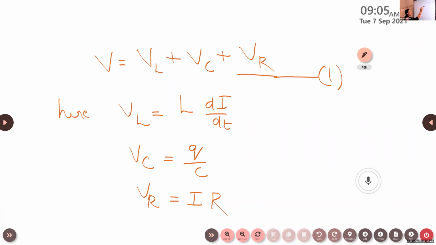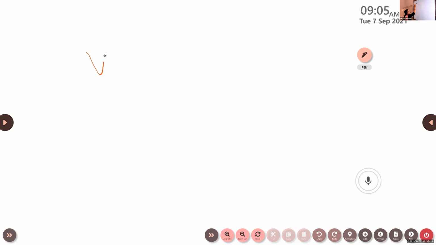So we can substitute all these values of VL, VC and VR into equation 1. It becomes V is equal to, instead of VL, here we have L into di by dt, plus VC. Instead of VC, here we have Q by C, plus VR, that is I into R. So V is equal to L into di by dt plus Q by C plus IR.